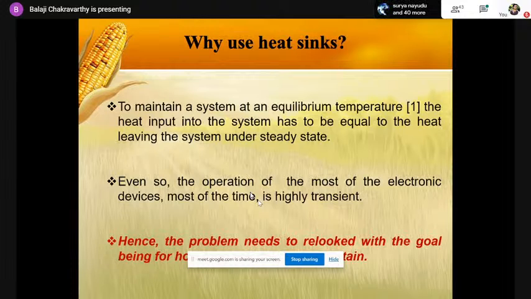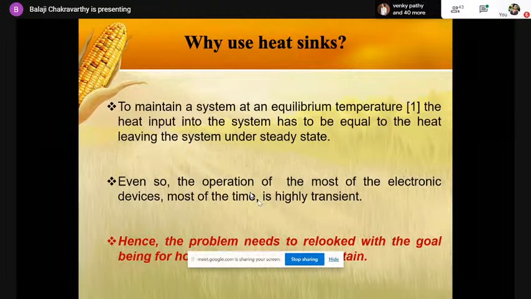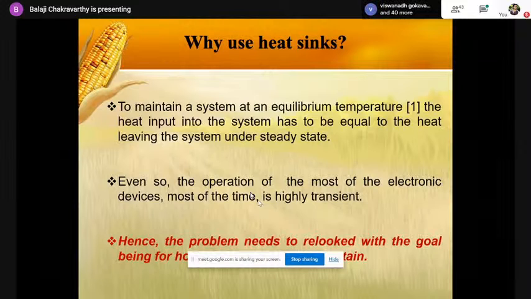However, the operation of most electronic devices most of the time is highly transient. Transient means it is a function of time. Therefore, a steady state temperature may not be reached in electronic equipment. It may go up and down, because if your mobile phone is not under the same use, a lot of WhatsApp messages will come.